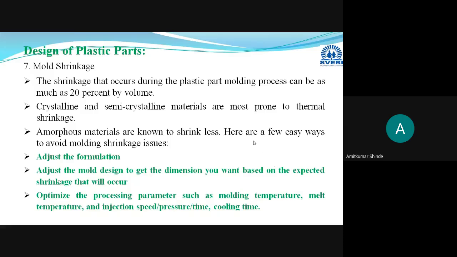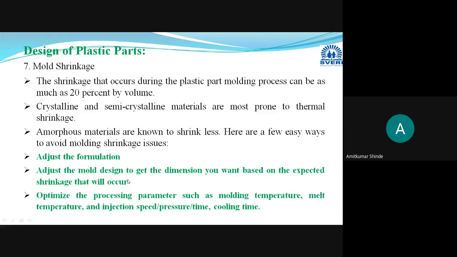And you have to optimize the process parameters like molding temperature, melt temperature, injection speed, pressure, or cooling time. By considering the possible shrinkage, you have to select the material. Then you have to design the mold by considering the possible shrinkage. Adjusting the formulation means selecting the material in such a way that shrinkage should be minimum.